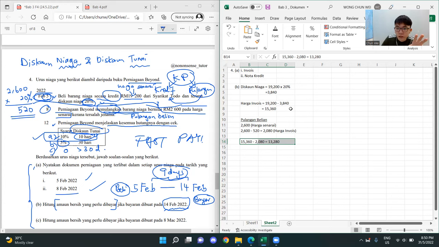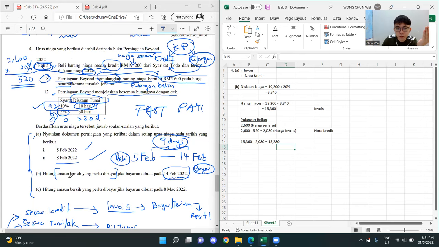All right, so this thing will appear in your invoice. For this pulangan belian will appear in your nota credit. The nota credit will show this amount. Okay, then at the end, you minus, you get 13,280. So this is the amount that we have to pay now. The harga invoice yang latest. All right, after you minus off apa yang kamu pulangkan.